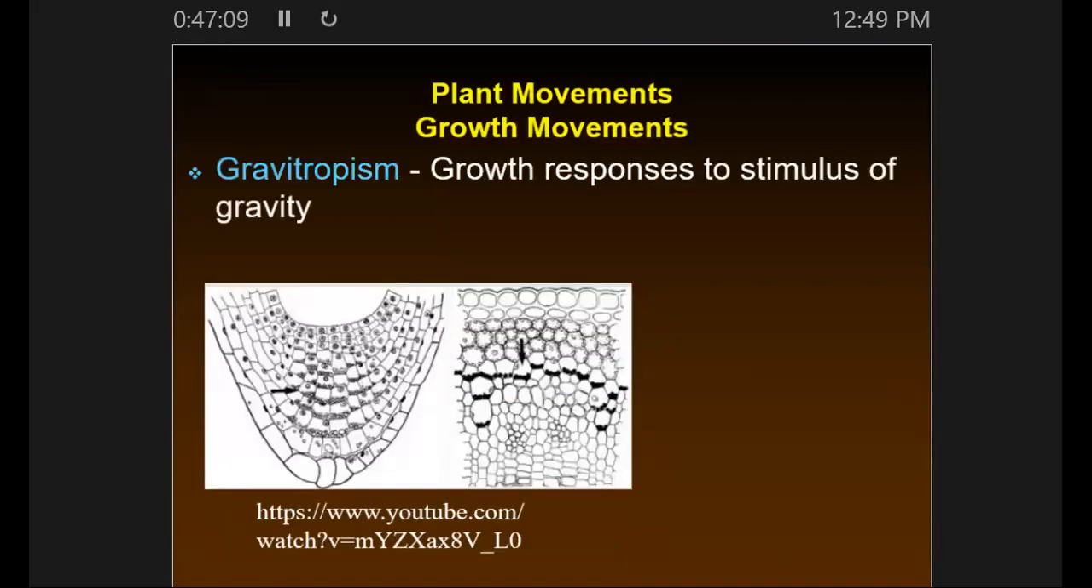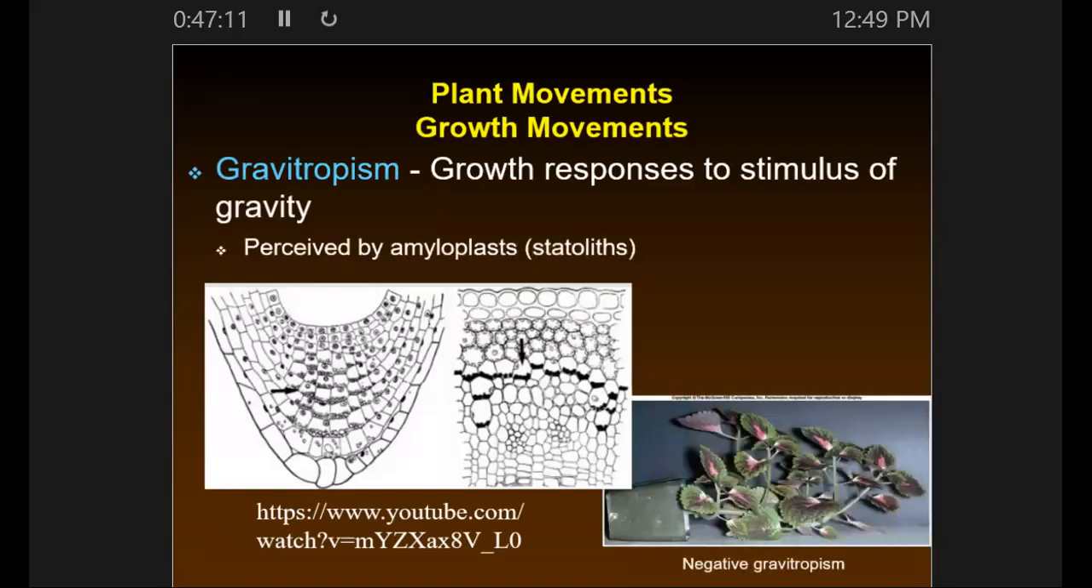One last idea with gravitropism, too. You have gravity acting on the plant, and the roots want to grow toward gravity because it's telling them that's where all the soil is. You want to get into the soil and find all that lovely water. So the roots are on the left here.